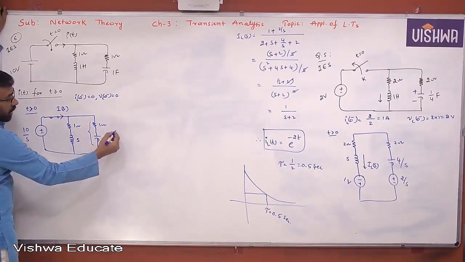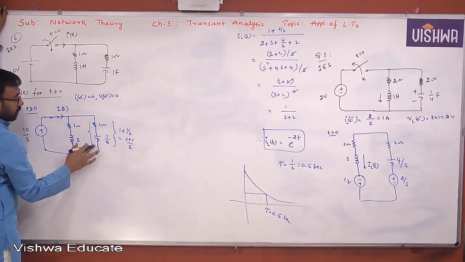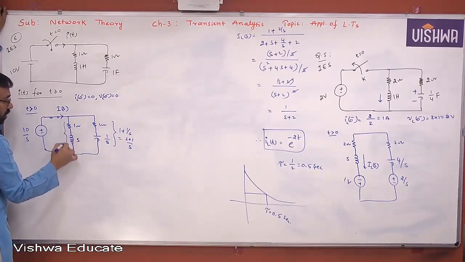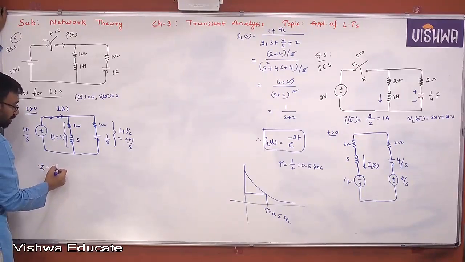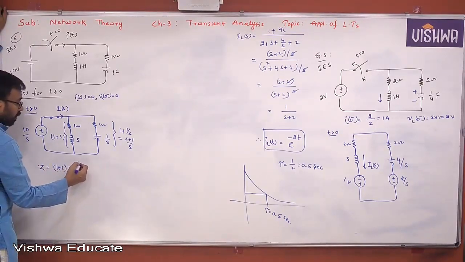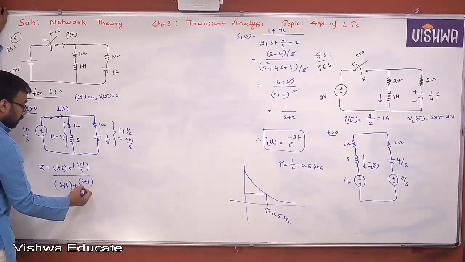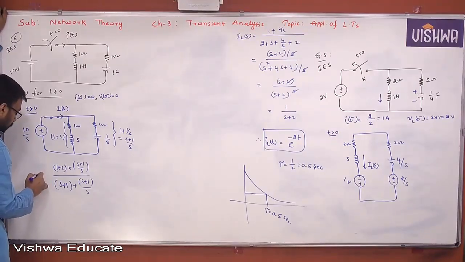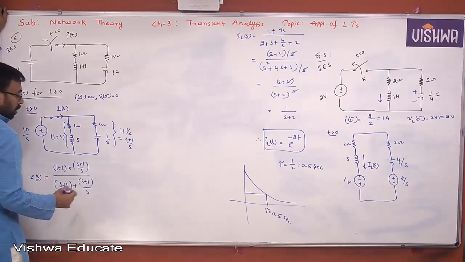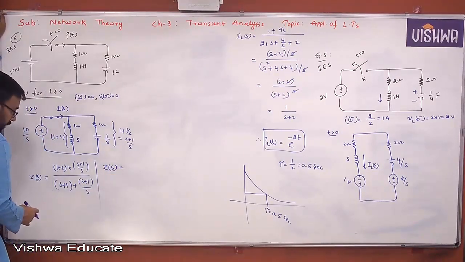These two are in series. That means its value is how much? 1 plus 1 by S. Nothing but S plus 1 by S. Okay. Now this one is how much? 1 plus S. Now both are in parallel. So the total impedance is 1 plus S into S plus 1 by S divided by S plus 1 plus S plus 1 by S. This is what actually Z of S.